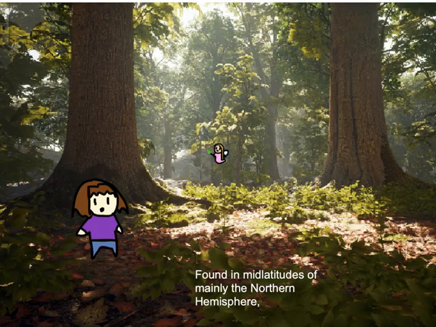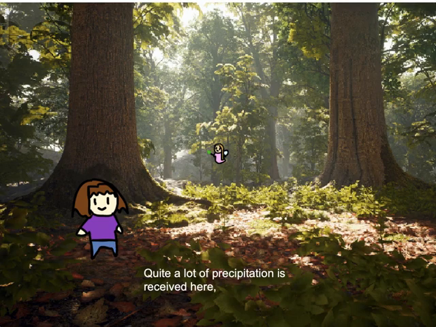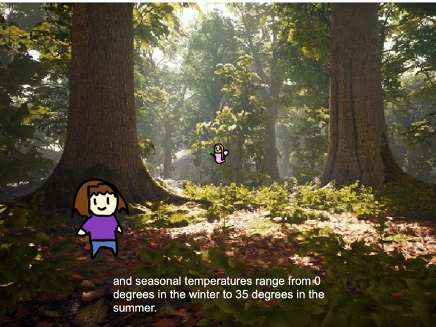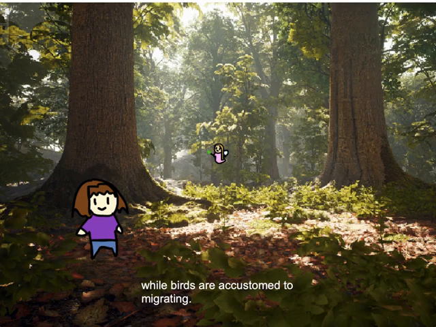Found in mid-latitudes of mainly the northern hemisphere, temperate broadleaf forests have deciduous trees with distinct vertical layers. Quite a lot of precipitation is received here, and seasonal temperatures range from 0 degrees in the winter to 35 degrees in the summer. Many mammals that live here hibernate in the winter, while birds are accustomed to migrating.